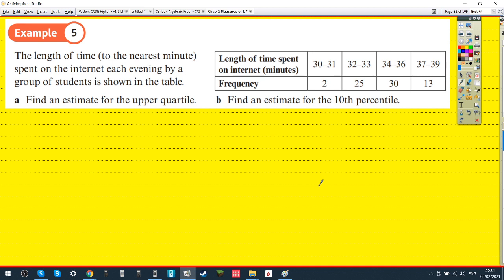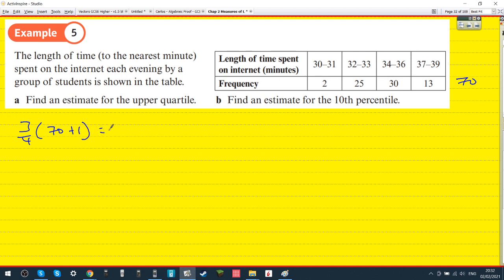We don't have a total to work from. You'll have to get it yourself. So would you add all the frequencies together? Yep. And that'd give you 70, right? And then you do 3/4 of 70 plus 1, which is 53.25.